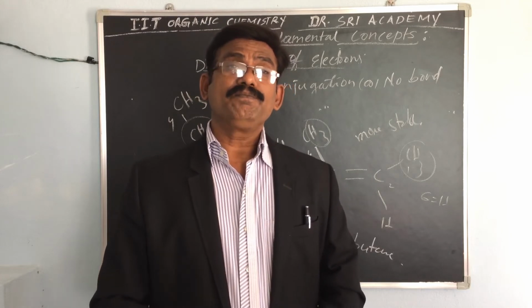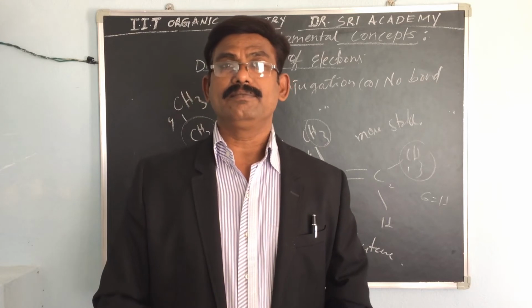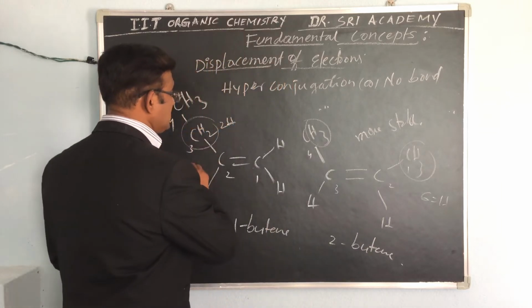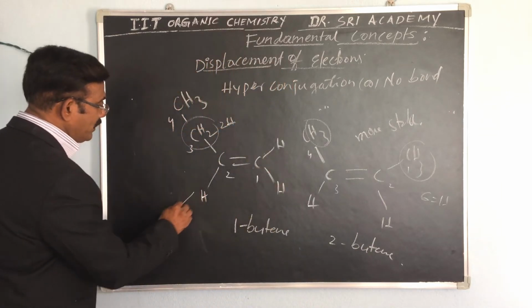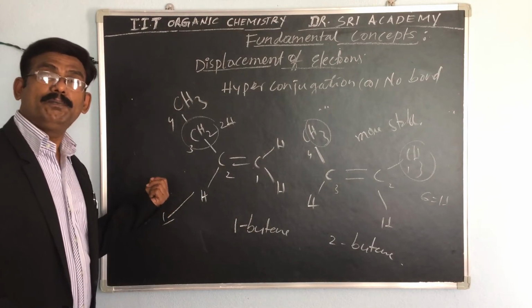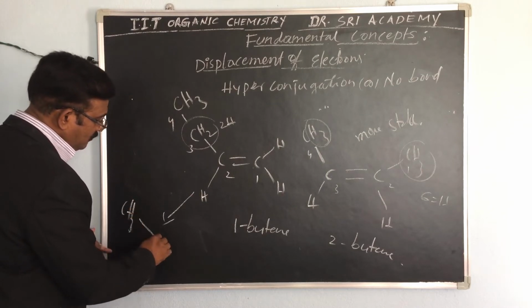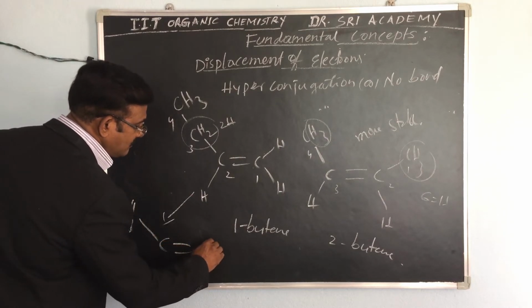In the case of propene and butene, for example, this is the butene, compared to the propene. So we have to compare propene and butene. For example, CH3 double bond CH.